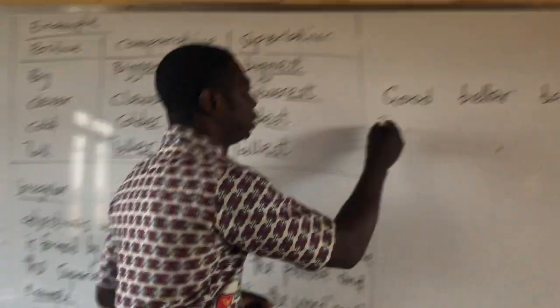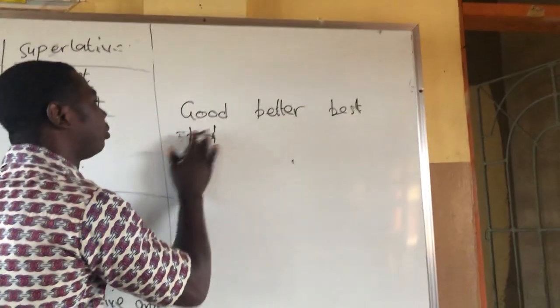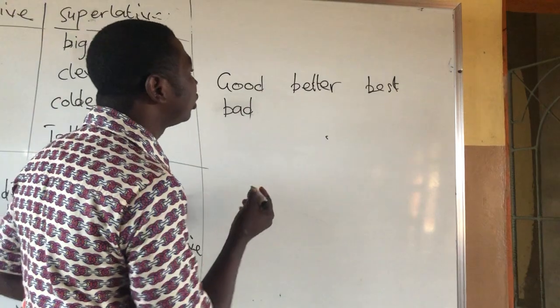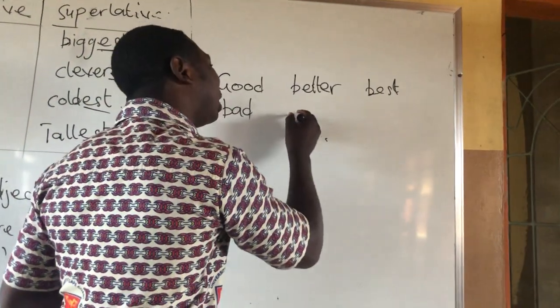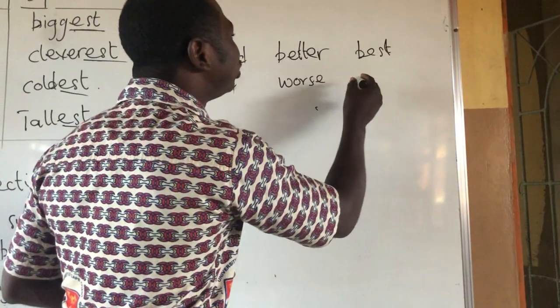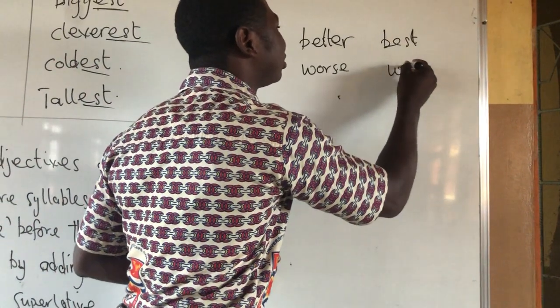Bad. Bad, you don't say badder, but rather worse. Worse. And then the superlative form what? Worst.